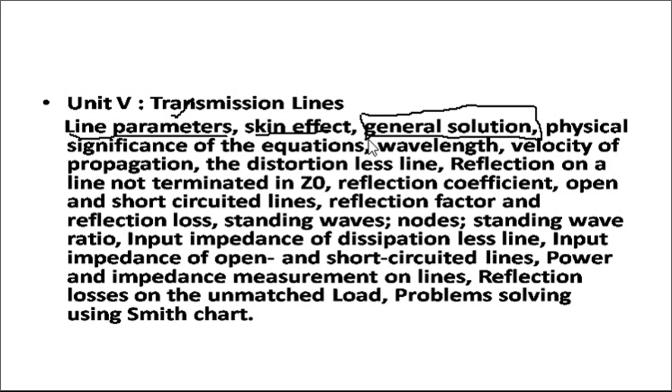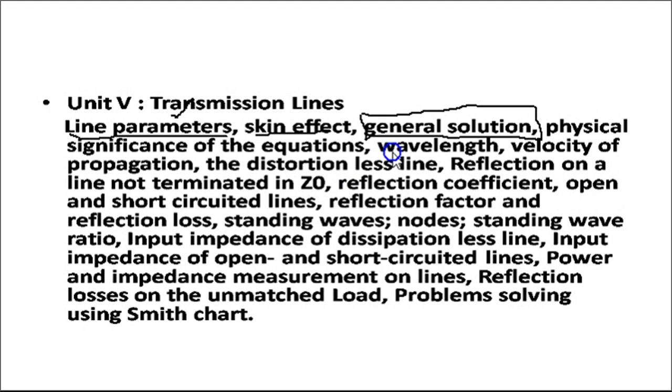Then physical significance of equation, once again a theory bit. So what is the general solution? There are various forms of the transmission line equation which can be represented in E bar and H bar. Then what does this equation indicate? This is co-sinusoidal in nature. Then what is ZR, Z0? So there are different parameters that we need to look after. So what is the physical significance of this equation?